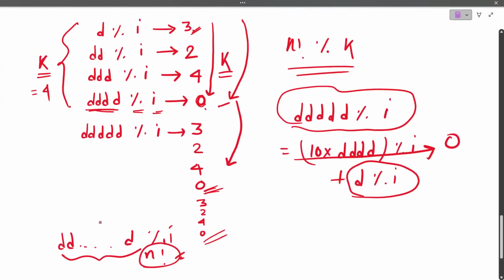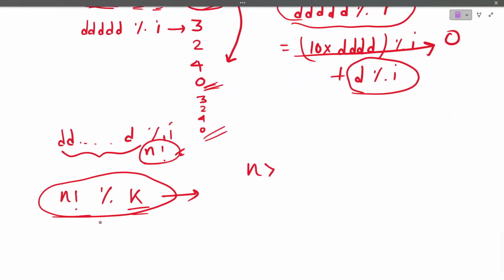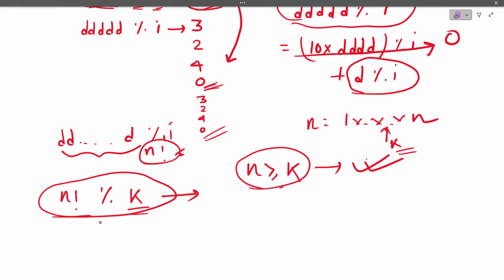K is the number of steps after which you get the first 0. So I will just check whether n factorial is divisible by k or not. If n is greater than or equal to k, it's surely divisible, no checks required, because n factorial is simply the product of 1 till n. If n is larger than or equal to k, then k would come somewhere in between, and then n factorial would be divisible by k. So this is correct.